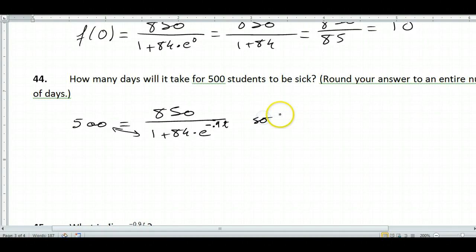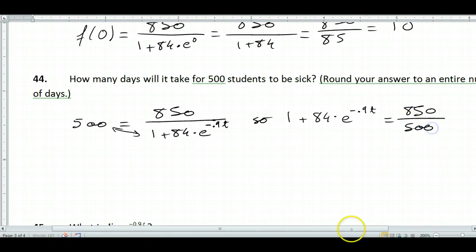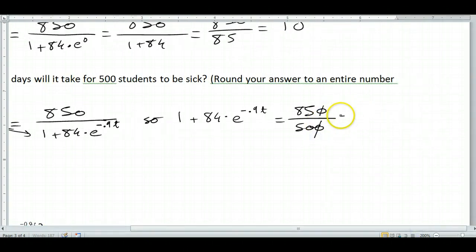It's not a magic trick, it's a rule of equality. The properties of equality: 84 times e to the negative 0.9t equals 850 over 500. Let's divide by 5, right? So it's 17 over 10. Oh, look at that. This is 1.7. Well, let me leave it at 17 over 10. 17 times 5. Yeah. Okay.